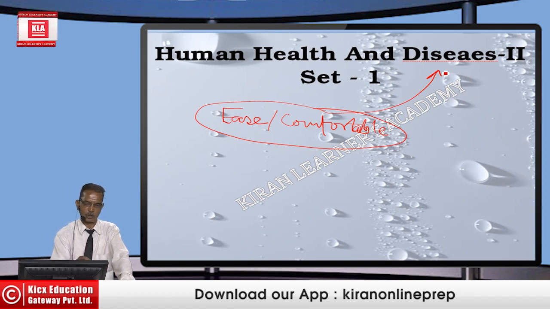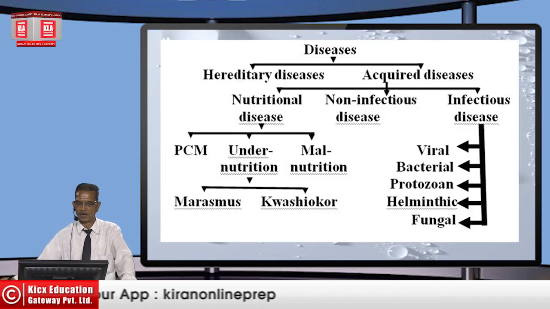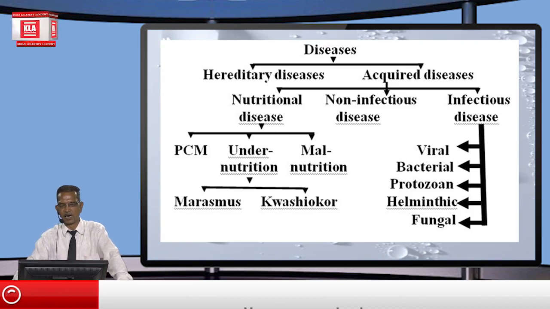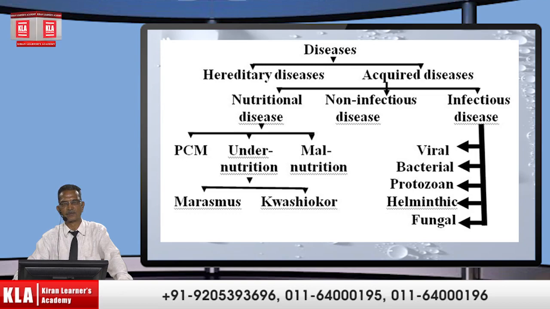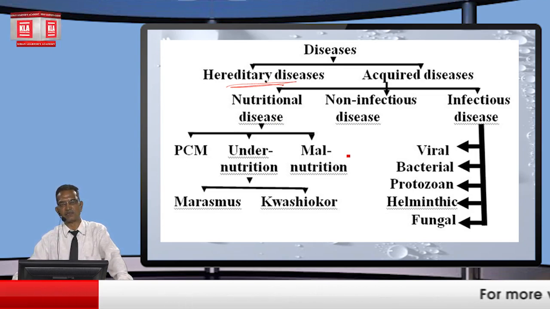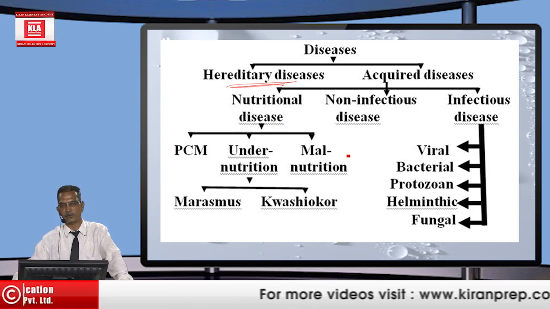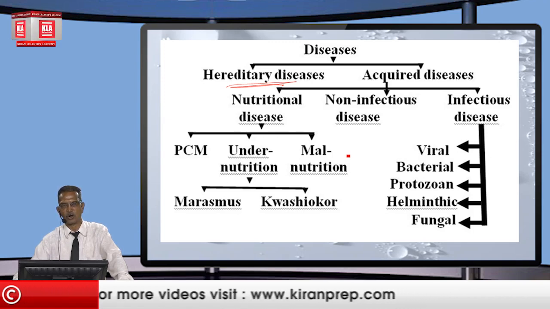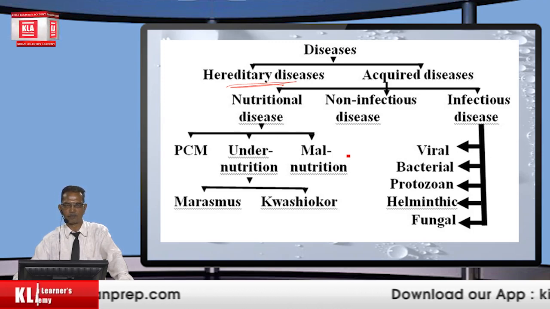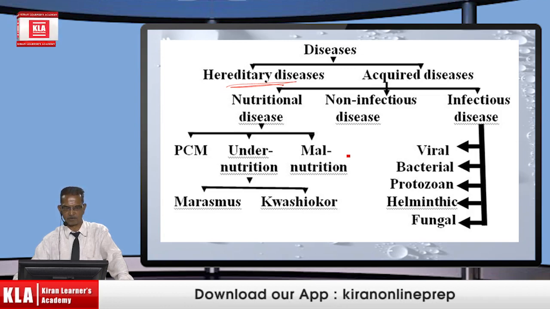Let's look at the flow chart that we drew. Diseases have broadly been classified in two categories, as you can see: hereditary and acquired. Hereditary means the disease that a child is born with, whereas acquired diseases are the diseases that a child acquires, gains, or ends up suffering from after birth.